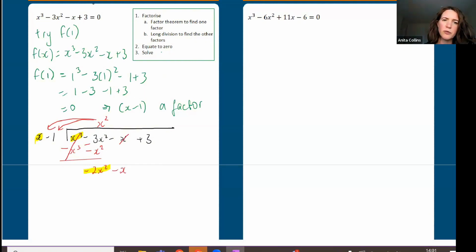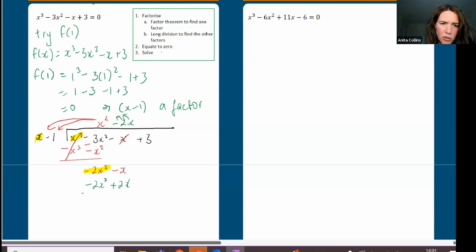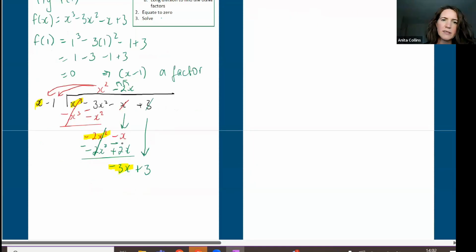Divide in. X into minus 2x squared is minus 2x. Multiply back to both terms. Minus 2x times x is minus 2x squared. They're matching up. That's good. Negative 2x times negative 1 is positive 2x. Subtract. Minus minus. That goes minus 1x minus 2x minus 3x. Bring down plus 3. Will I go with a different color again? Why not? Divide in. X into minus 3x is minus 3.